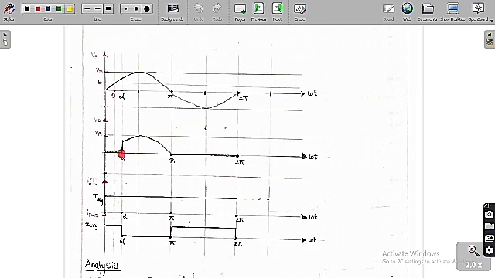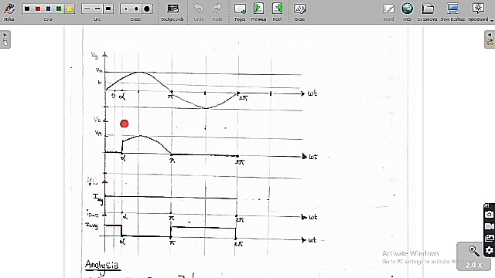Why? Because the load current is always positive, it is always non-zero. Therefore the freewheeling diode is going to conduct. Because of that V0 is equal to 0. So from 0 to theta, the freewheeling diode is going to conduct. Therefore the freewheeling current is going to be present, which is I average.